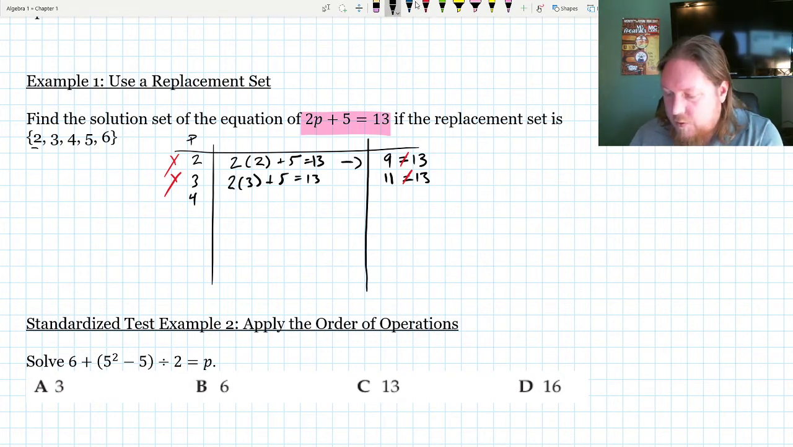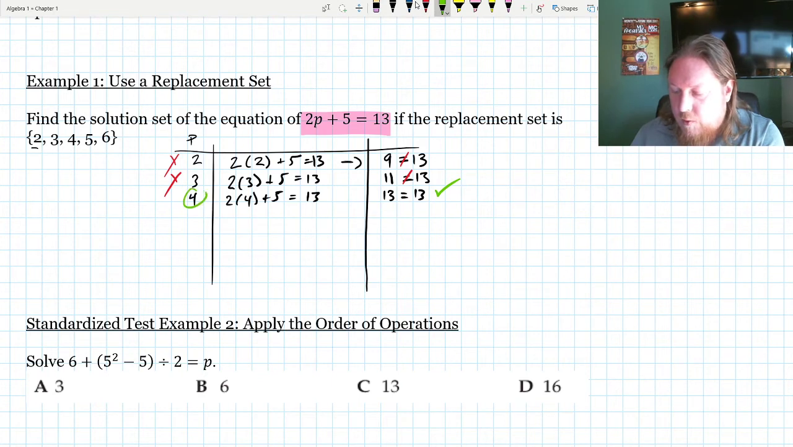4. 2 times 4 plus 5 equals 13. 2 times 4 is 8. Plus 5 is 13, and 13 equals 13. Is that a solution? Yes, it is. So 4 is going to be in my solution set.